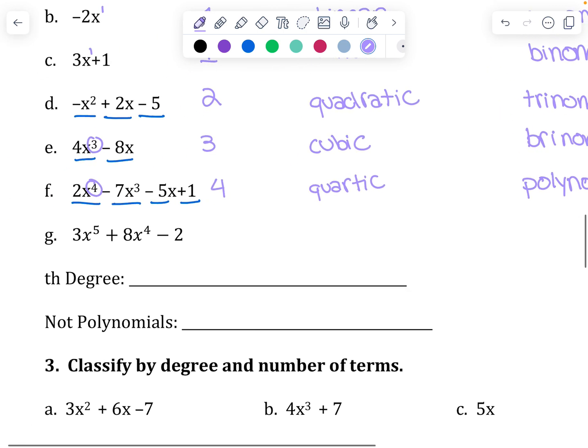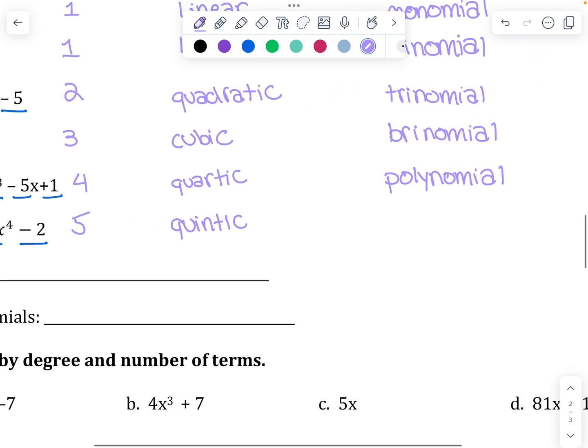All right, in this next one, my highest degree is 5, and this is called a quintic. If you know someone who has 5 babies all born at the same time, those are called quintuplets. So this is just like that. This is a quintic. How many terms do I see? 1, 2, 3. So this is a quintic trinomial.